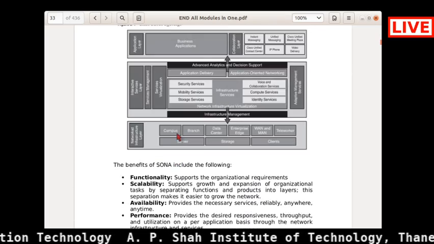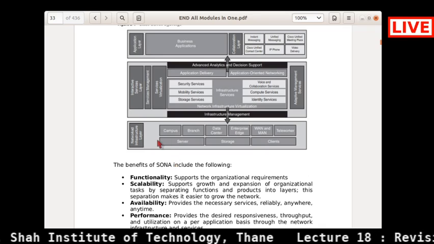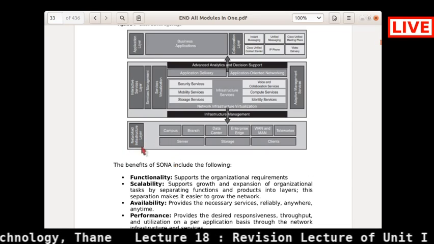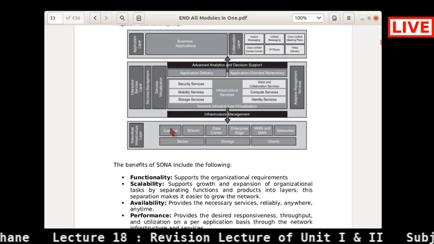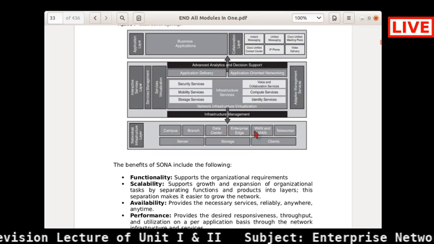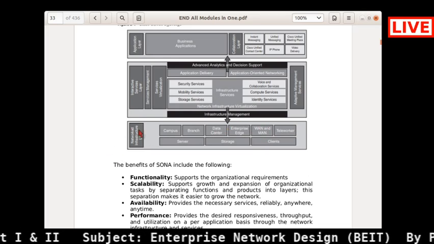If you see the detailed architecture of the SONA, we already studied in chapter 2. There are some functional areas with respect to this particular infrastructure layer, for example campus, branch, data center, enterprise edge, WAN and MAN, teleworker and all those things. These are a part of your network infrastructure.